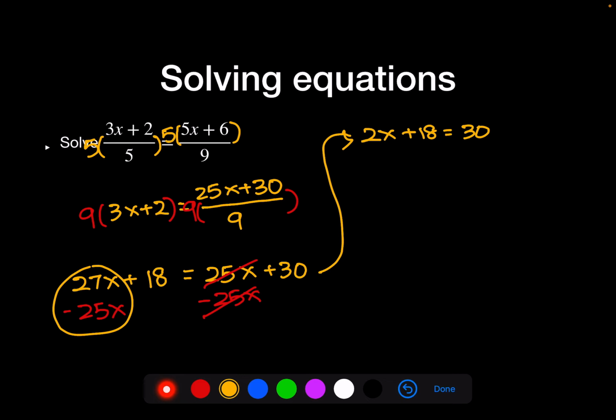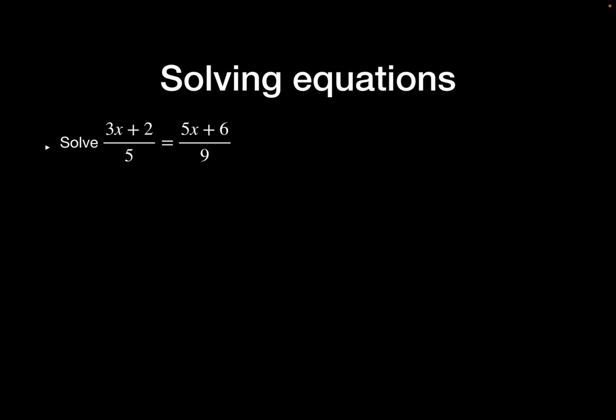So again, we want to isolate the x by itself, so we subtract 18 from both sides. Plus 18 minus 18 cancels each other out. Left with 2x, that's equal to 30 minus 18, which gives you 12. So 2x is just 2 times x, so to get rid of the 2, we just divide by 2 on both sides. You're multiplying by 2, dividing by 2, that cancels out. You're left with x, and that's equal to 12 divided by 2, which is 6. So that is the answer for this bit.